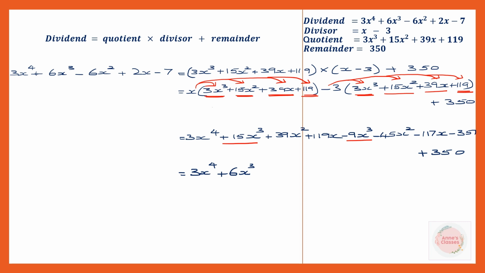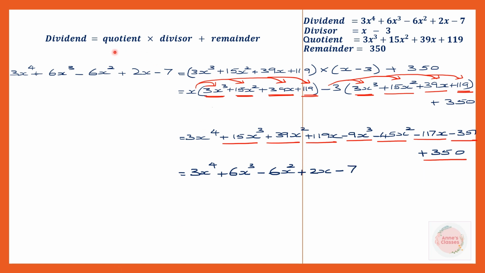Then let's take plus 39x square and minus 45x square. The sign of the bigger number is minus. 45 minus 39 is 6. So that is minus 6x squared. Then we have plus 119x and minus 117x. So 119 minus 117 is 2. So that is plus 2x. And then what do we have? We have the numbers minus 357 plus 350. The sign of the bigger number is minus, and when you subtract, you get 7. So minus 7.